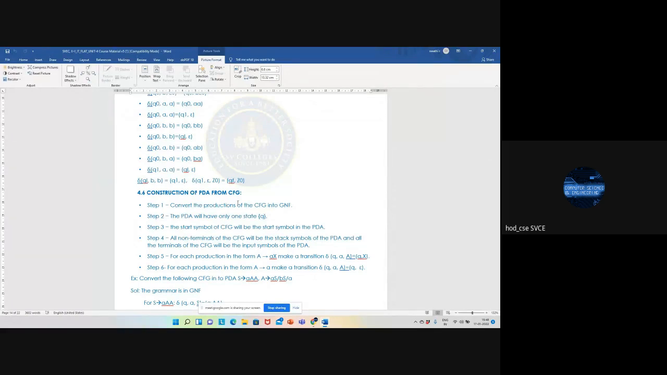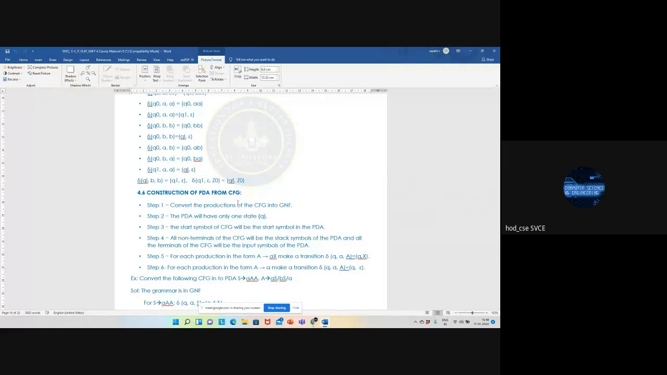After converting to Greibach normal form, the PDA will have only one state, Q. The start symbol of the grammar becomes the start symbol in the PDA, and all the non-terminals of the context-free grammar will be the stack symbols of the PDA, all the capital letters. All the terminals of the context-free grammar will act as the input, that is sigma. All the terminals act as sigma, and all the non-terminals act as the stack symbols, gamma.